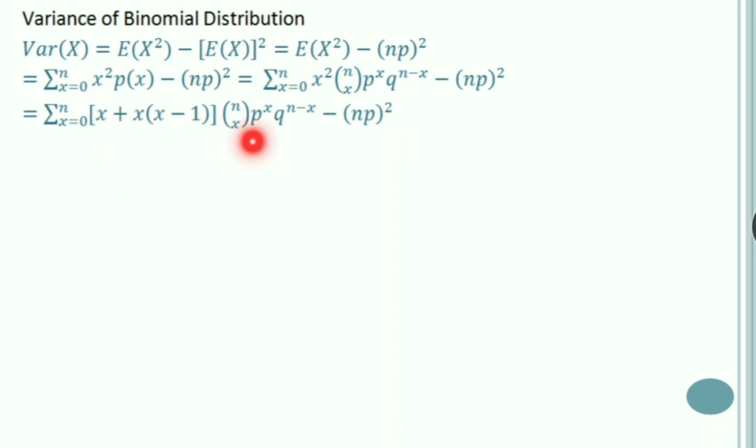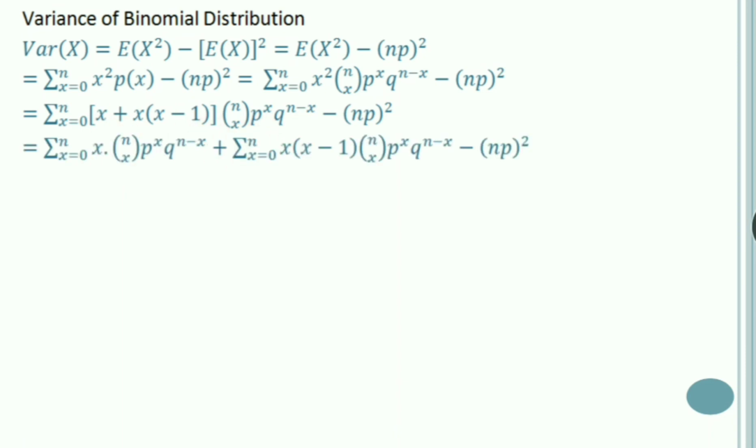Now we'll open these brackets. So we'll have two terms here. X is being multiplied here: summation x varying from 0 to n, x into nCx p raised to power x q raised to power n minus x, plus summation x varying from 0 to n, this being multiplied here, x into x minus 1 nCx p raised to power x q raised to power n minus x, minus np square as it is. Why I have done this?